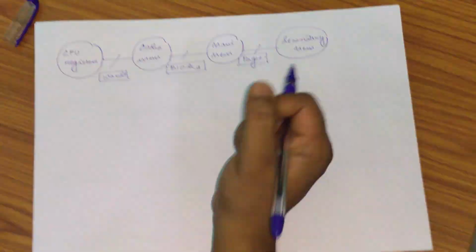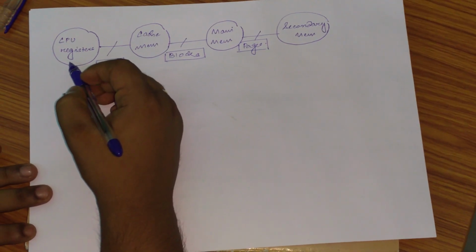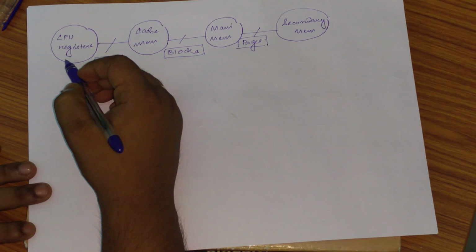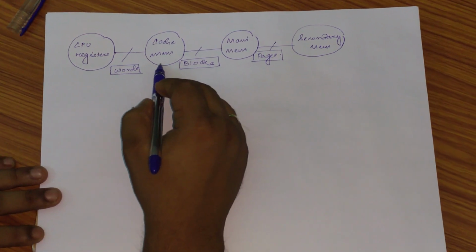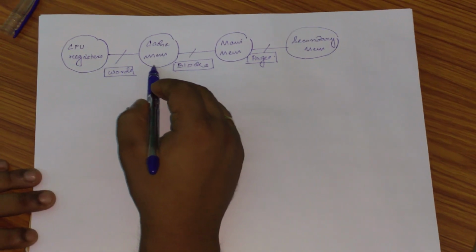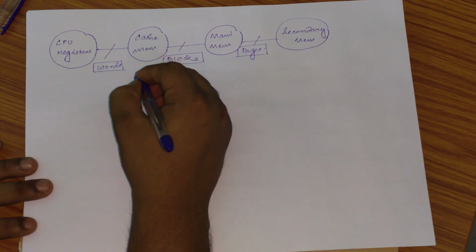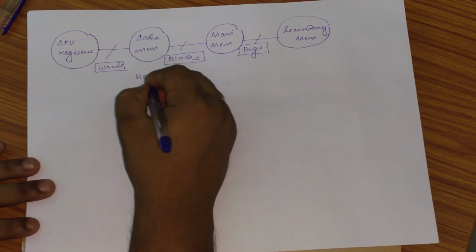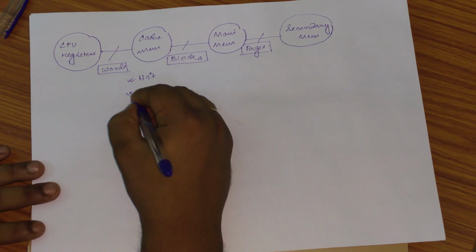So how do these things occur? First, the CPU generates a memory request, which is first referred to the cache memory. When the data is in the cache, then we say that it is a hit, and when the data is not in the cache, then we say that it is a miss.